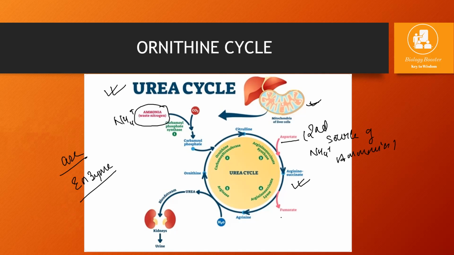Now argininosuccinate will release a fumarate and it will get converted into arginine. When it is getting converted into arginine, with the help of water, urea is being released, and this arginine, after releasing urea, gets converted into ornithine. So ornithine का वापस recovery भी हो गया. So the cycle starts from ornithine and ends at ornithine. So there is recovery of ornithine, like a recycling of ornithine throughout.